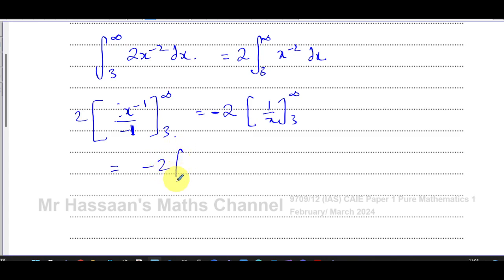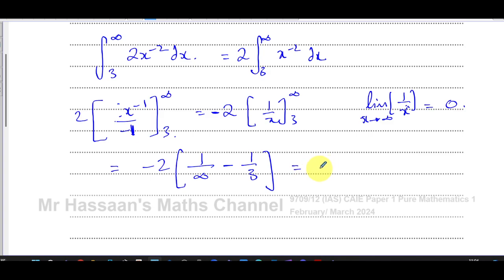So I've got minus 2 times, now I'm going to write it as 1 over infinity minus 1 over 3. Now, the limit of 1 over x as x tends to infinity is going to be equal to 0. Because if you have a denominator that's getting bigger and bigger, you have 1 over a really huge number, it's going to become really small eventually. So the limit as x tends to infinity of 1 over x is equal to 0.